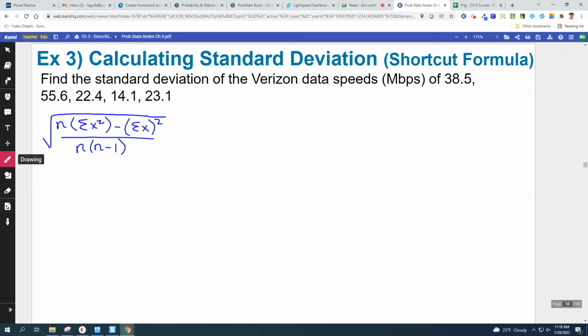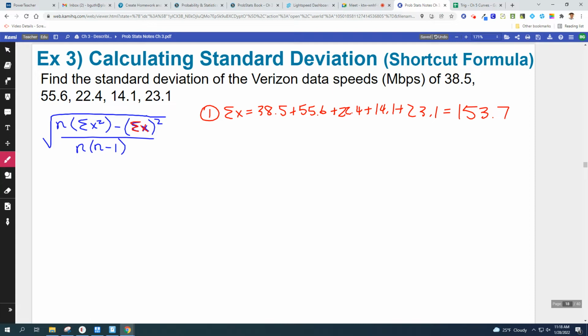So step one, I'm going to do sigma x. And I suppose you don't have to do it this way, but sigma x just means add up the x numbers. 38.5 plus 55.6 plus 22.4 plus 14.1 plus 23.1, 153.7. Okay, we're not calculating the mean. We're just doing the sum of those 5 numbers.